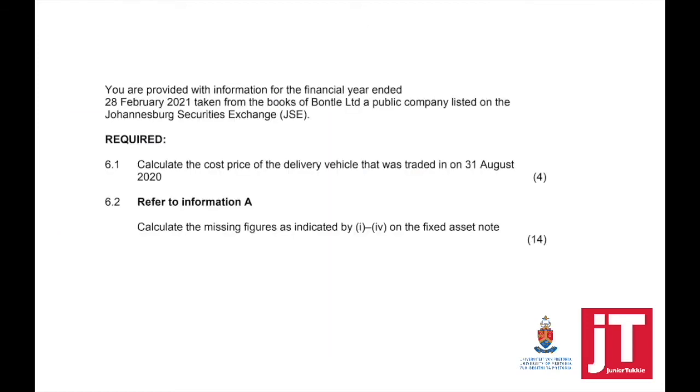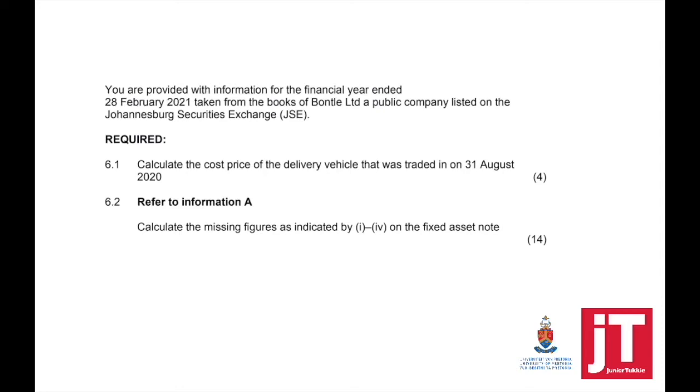You are provided with information for the financial year ended 28 February 2021, taken from the books of Bondley Limited, a public company listed on the Johannesburg Security Exchange. So what is required? Calculate the cost of the delivery vehicle that was traded in on the 31st of August 2020. And number 2, calculate the missing figures. So this is what is required from us. We are also going to look at other things, the same as what we've done in the previous activity.